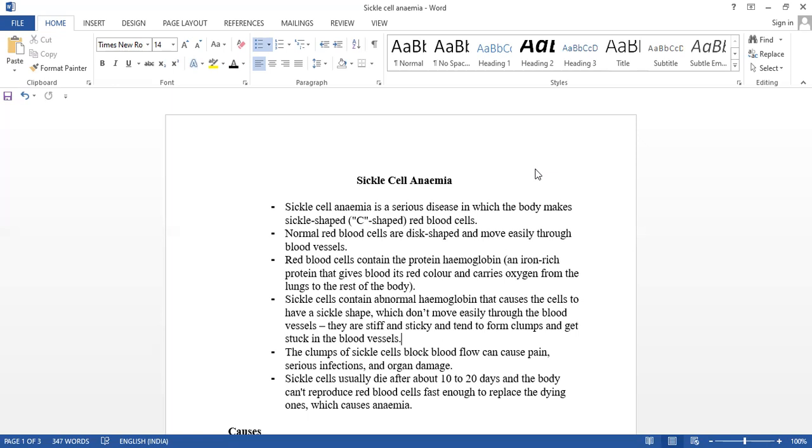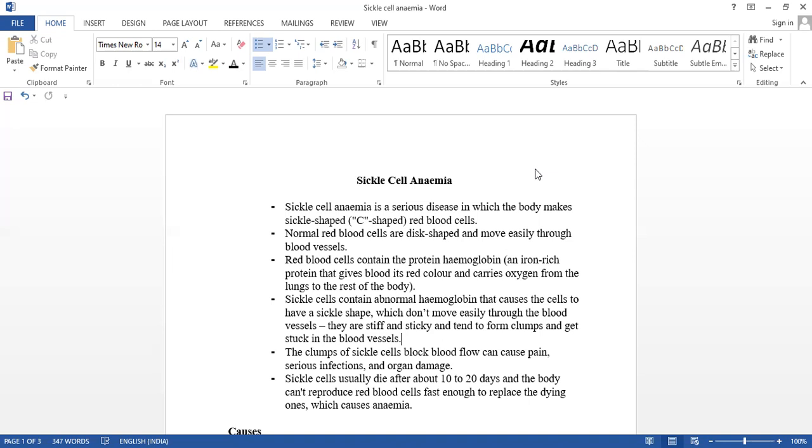They block the flow of the blood, and that causes pain, serious infection, and organ damage. Where they get stuck, they will not supply blood to that organ, and due to the insufficiency of the blood supply, that organ will get damaged.